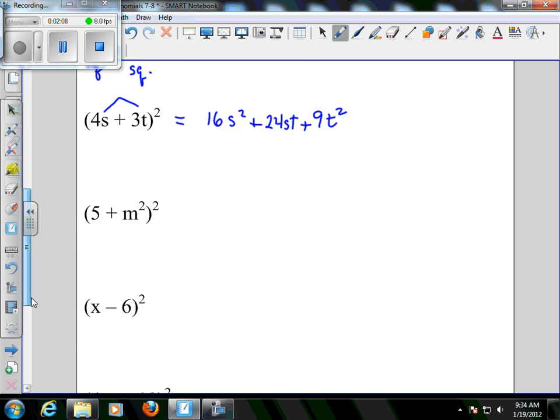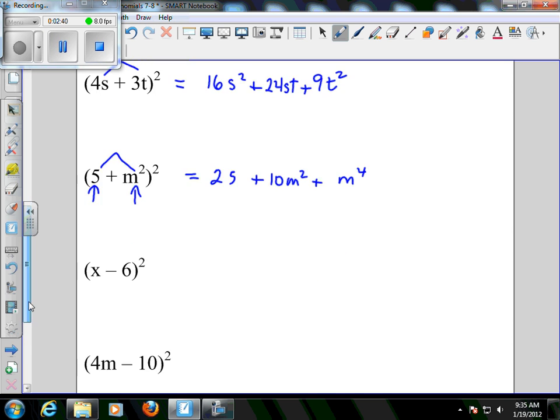Let's continue. Next one, we have (5 plus m squared) all squared. So square your first term, you get 25. Square your last term. M squared squared gives you m to the 4th. Multiply and double those terms. Now 5 times m squared is 5m squared. Double it, you get 10m squared. So we have 25 plus 10m squared plus m to the 4th.